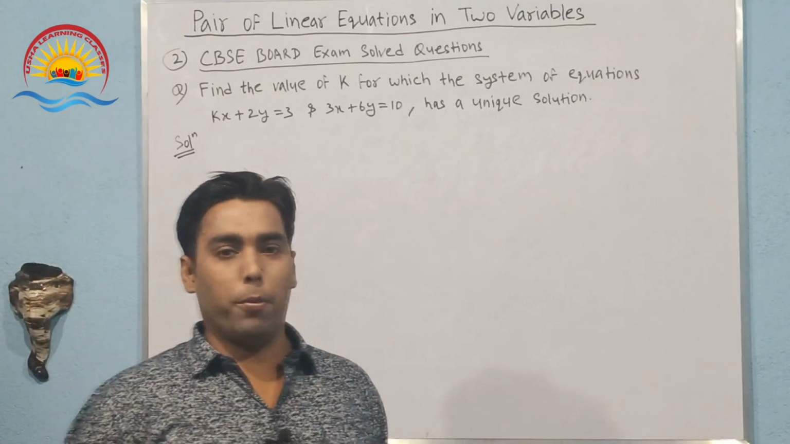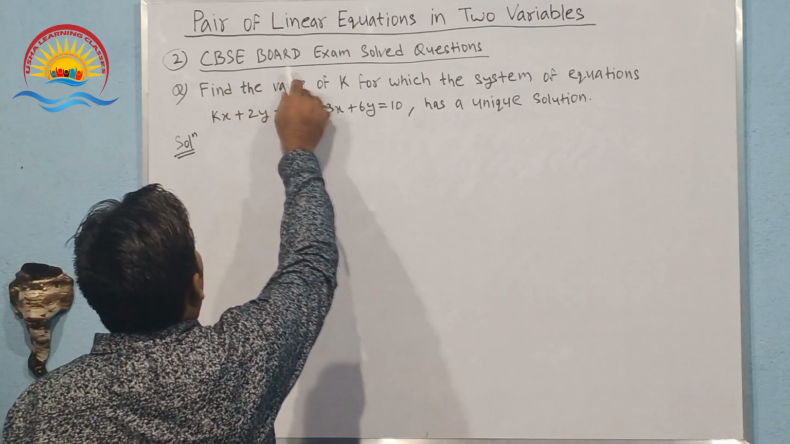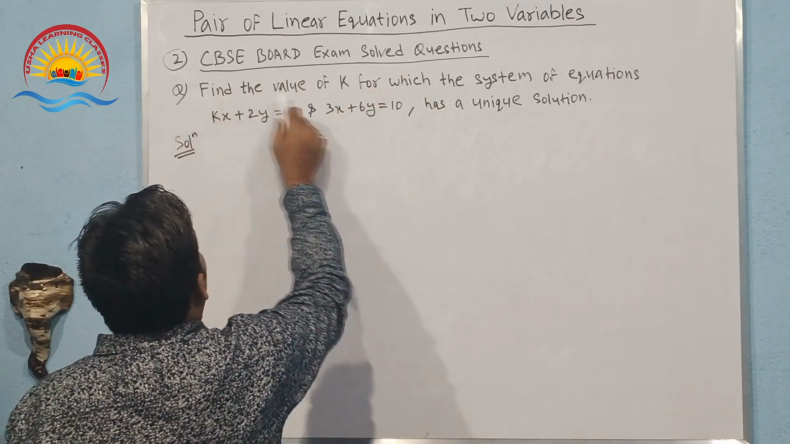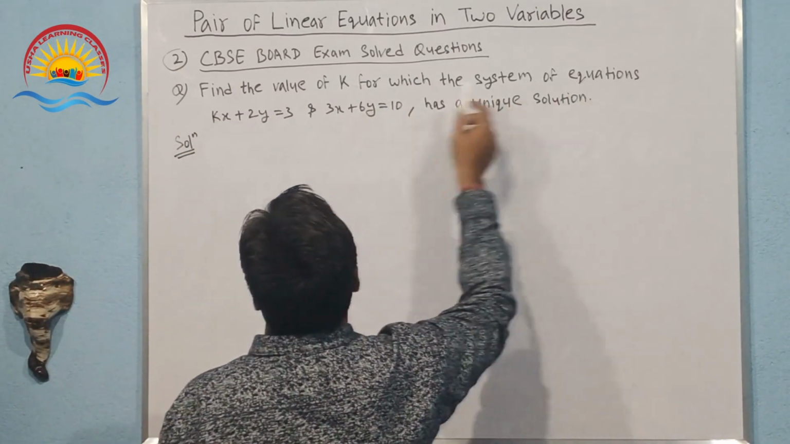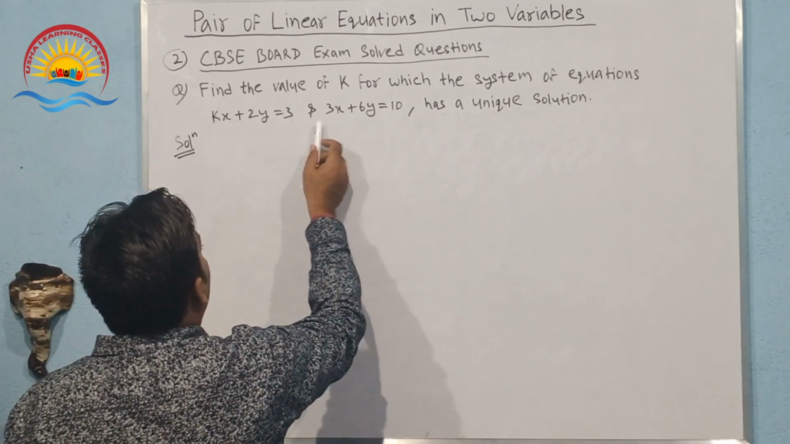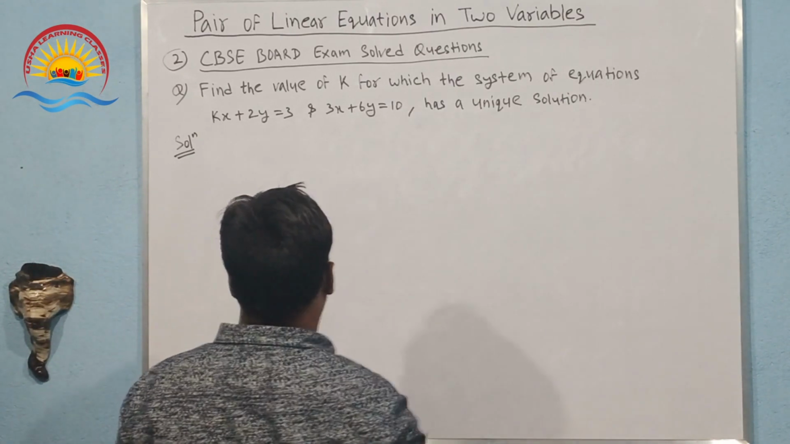Come to our next topic, CBSE board exam solved questions. Question is, find the value of k for which the system of equations kx plus 2y equal to 3 and 3x plus 6y equal to 10 has a unique solution.